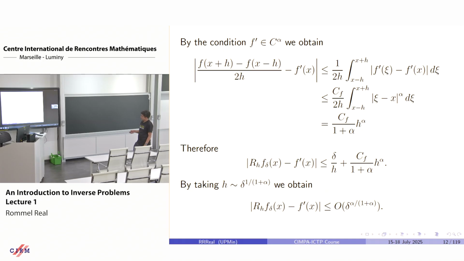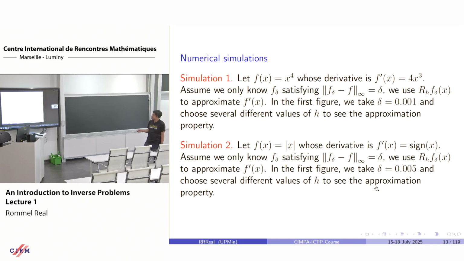Okay? And also note this one, if you let h be approximately delta over 1 plus alpha, then we will have this one here. Now notice that in this example, we're taking h approximately a multiple of the error delta raised to 1 over 1 plus alpha. And let's see what happens if we compute the derivative of these two functions here.